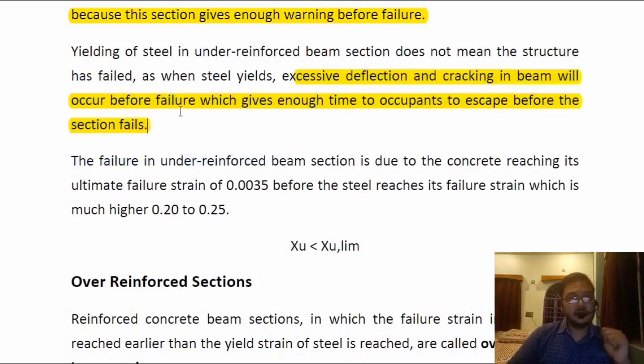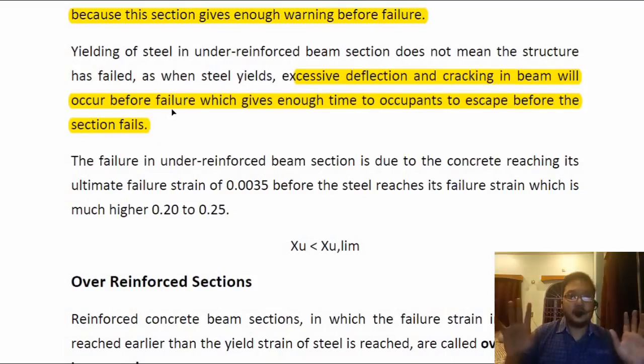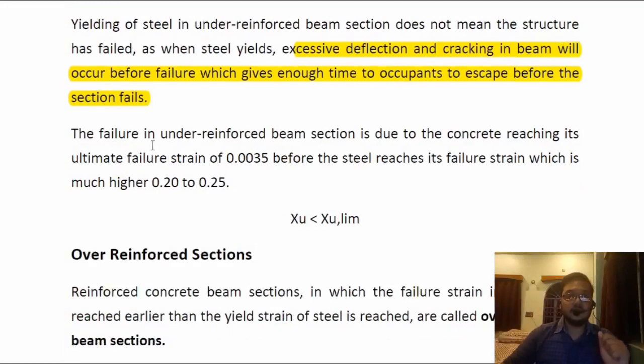So this is the important thing about this under reinforced section: whenever excessive deflection and cracking in the beam occur, this gives us enough time to run away. So that is the indication point that our steel has yielded. You must not stay under this structure for a longer duration, you must vacate it, but it does not mean that this concrete is going to collapse and fall on your head or your body. So, in other words, you will be safe under this under reinforced section.